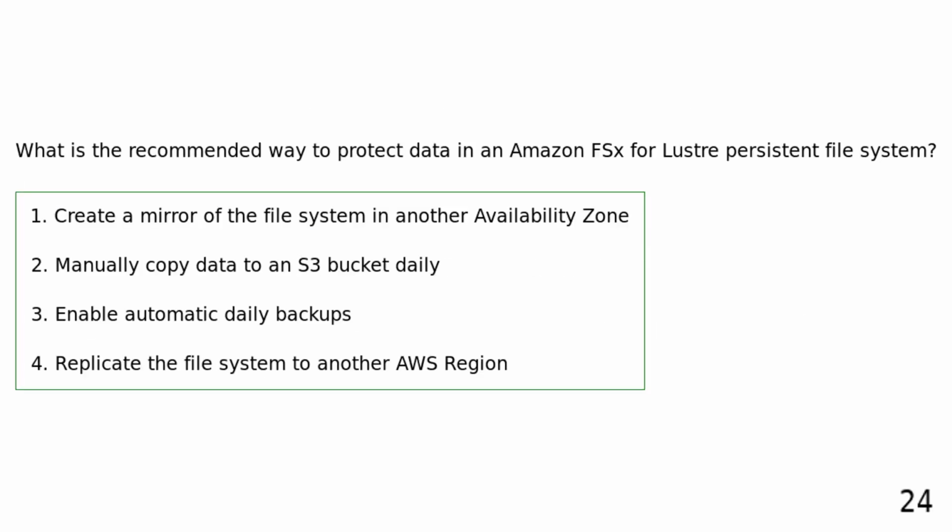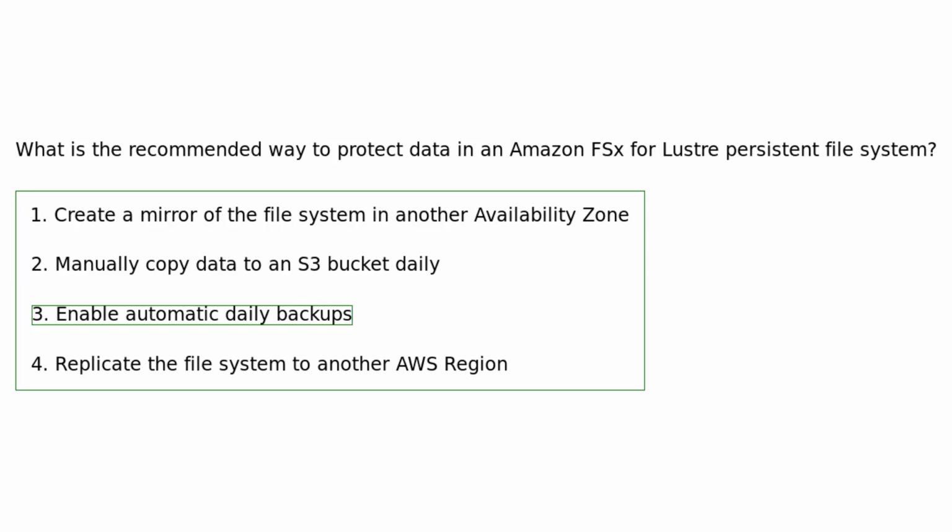What is the recommended way to protect data in an Amazon FSx for Lustre persistent file system? Create a mirror of the file system in another availability zone. Manually copy data to an S3 bucket daily. Enable automatic daily backups. Replicate the file system to another AWS region. Enabling automatic daily backups is the recommended way to protect data in an FSx for Lustre persistent file system, as it allows for point-in-time recovery.